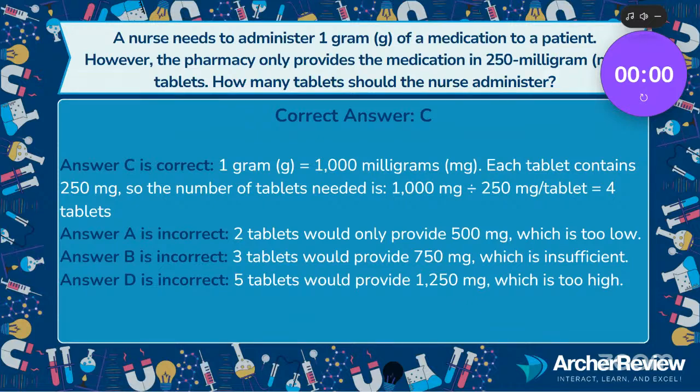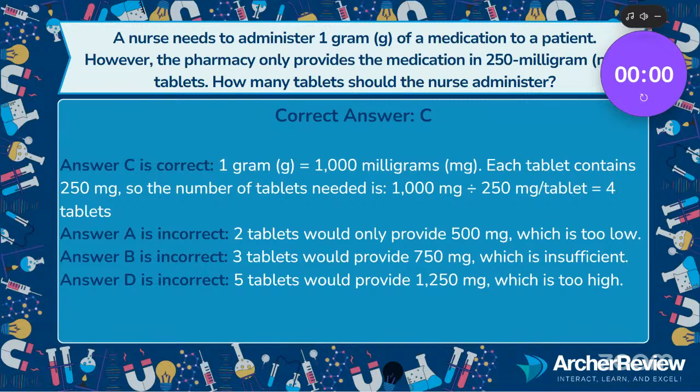Then each tablet contains 250 milligrams. So the number of tablets needed needs to equal 1,000 milligrams. So we divide that by 250 milligrams per tablet, and we realize that we need 4. Or even if you just thought it in your head, okay, they're 250. So 1 tablet is 250, 2 tablets are 500, 3 tablets are 750, 4 tablets, there you go, there's the 1,000. And 1,000 milligrams equals 1 gram.